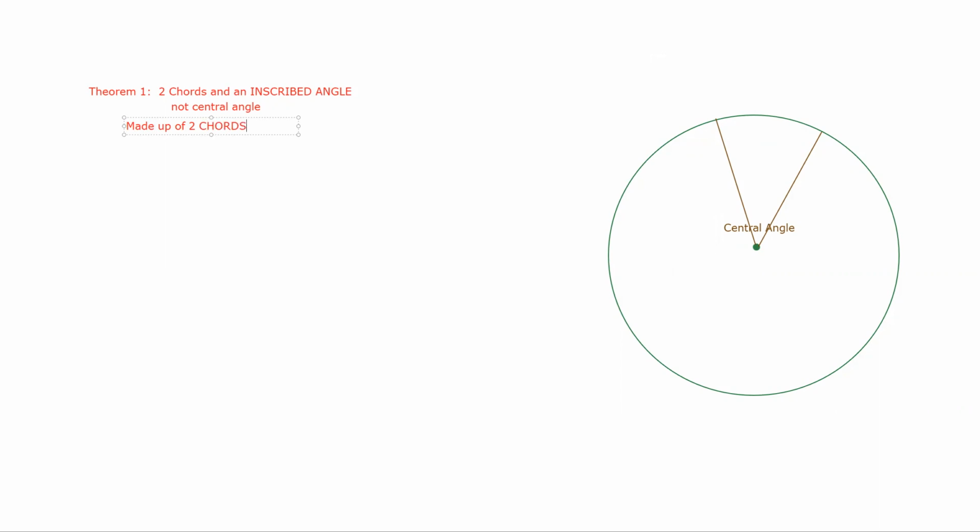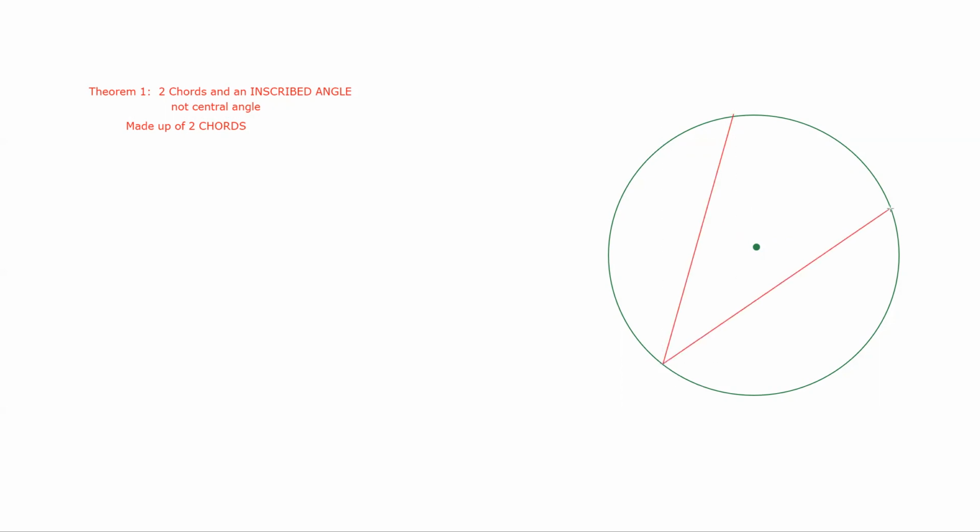Okay, remember in your brain, think back, what's a chord? A chord goes across the circle. A chord is a segment. It has two endpoints both on the circle. So we're going to take two chords and we're going to make an angle out of them. Maybe it would look like this, and there's an infinite possibility of what this inscribed angle could look like.